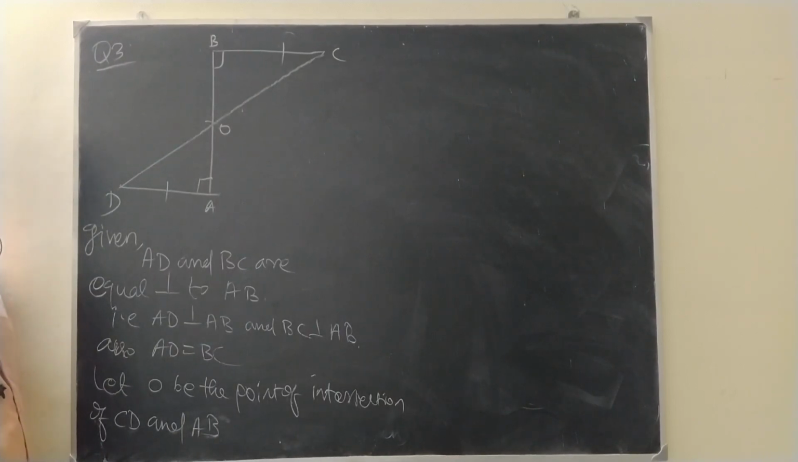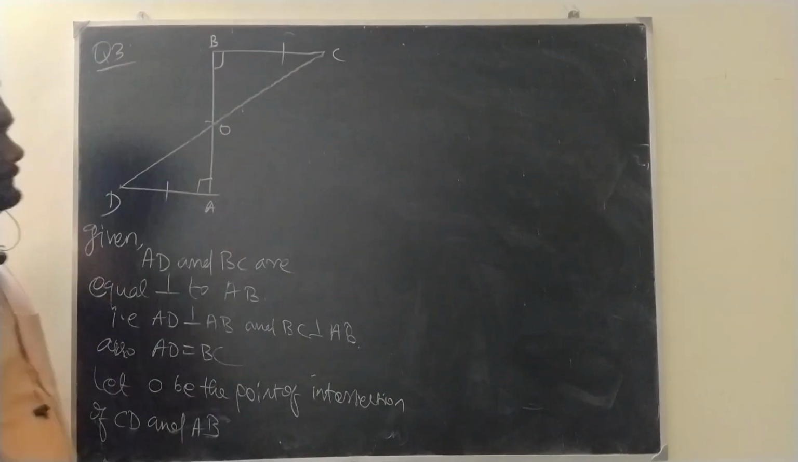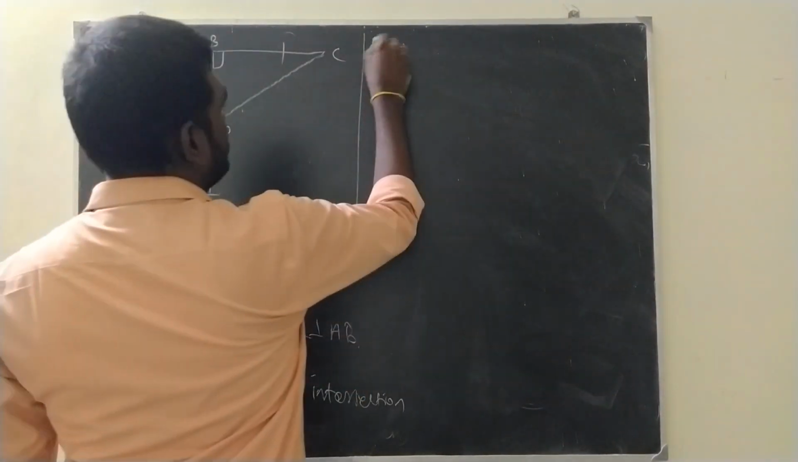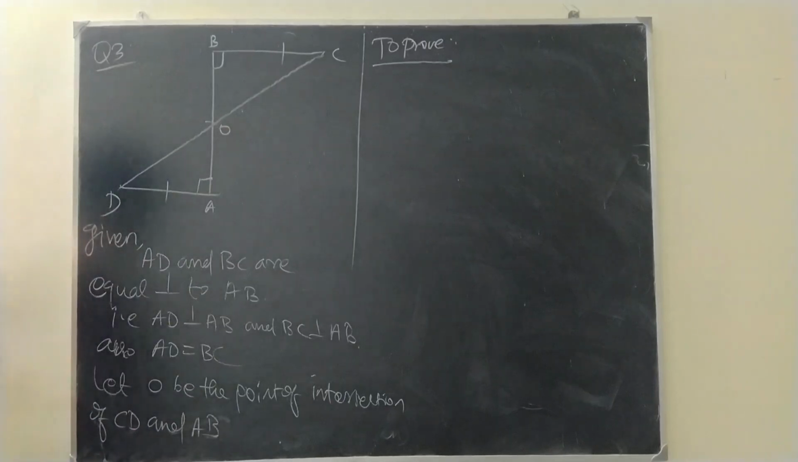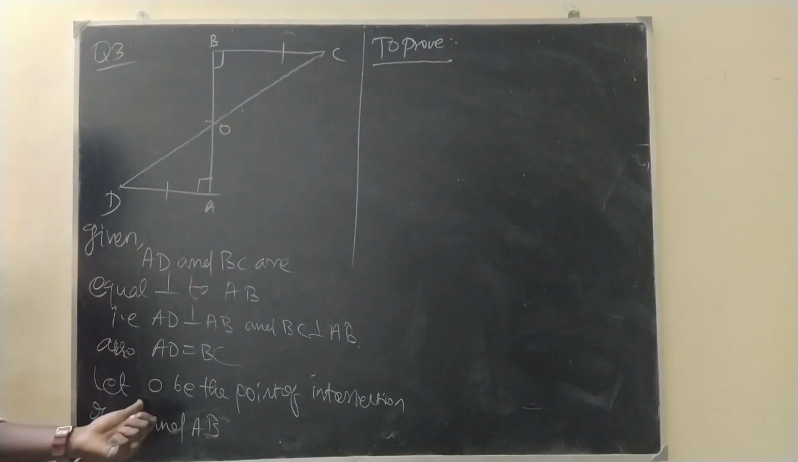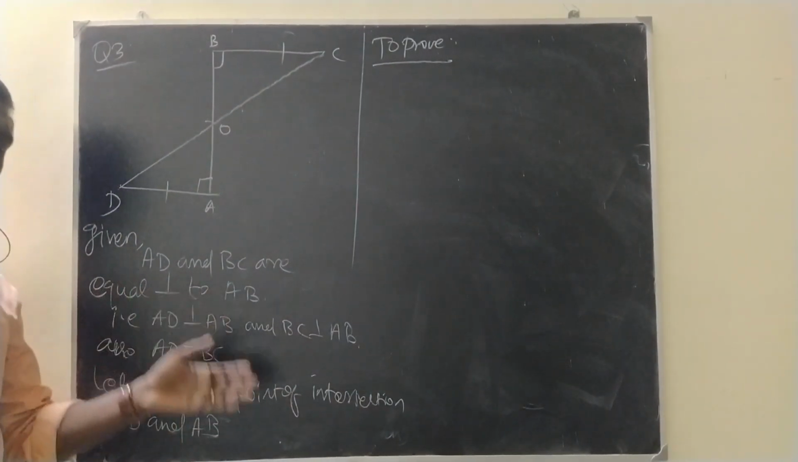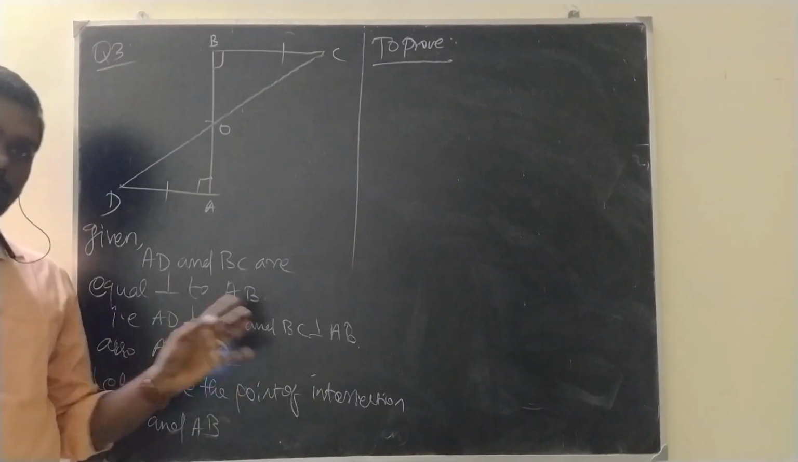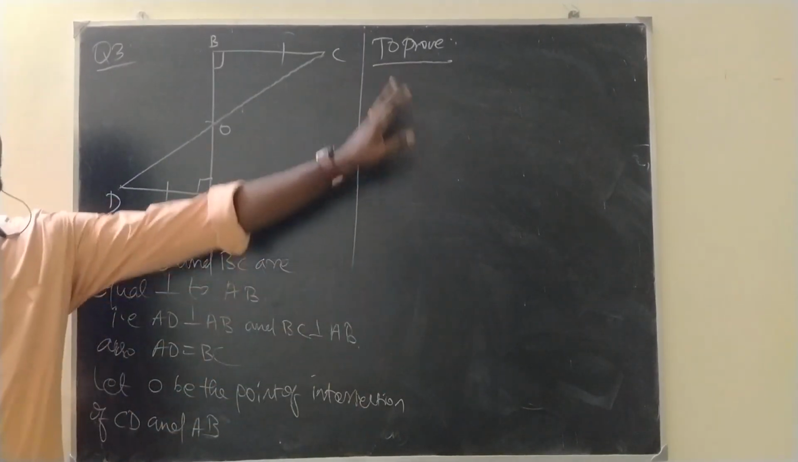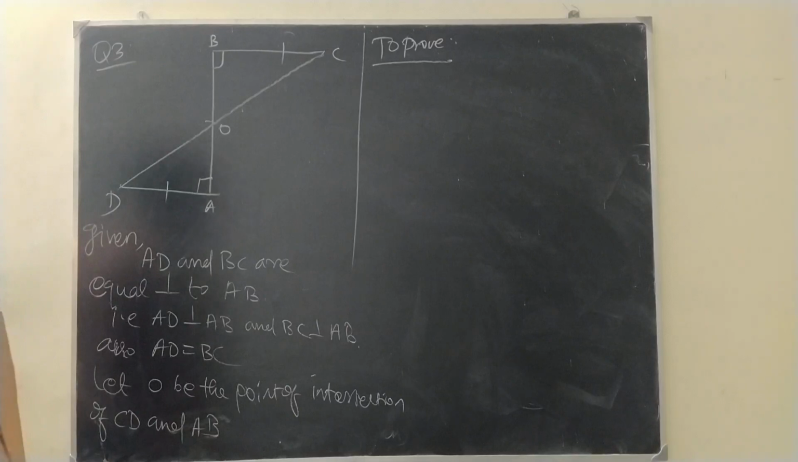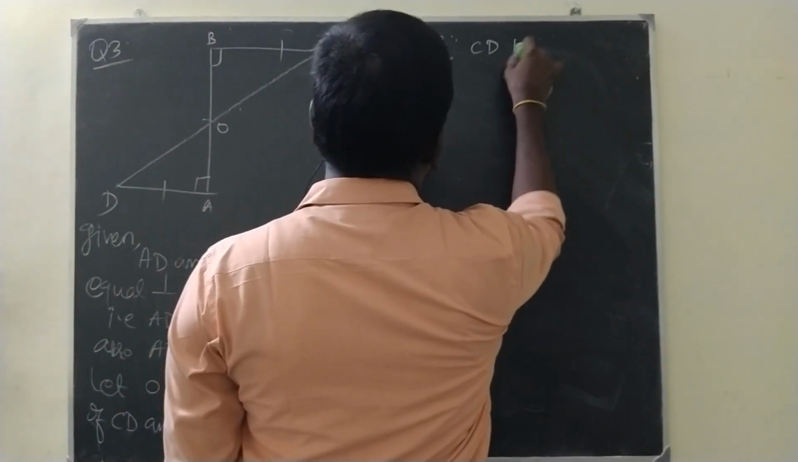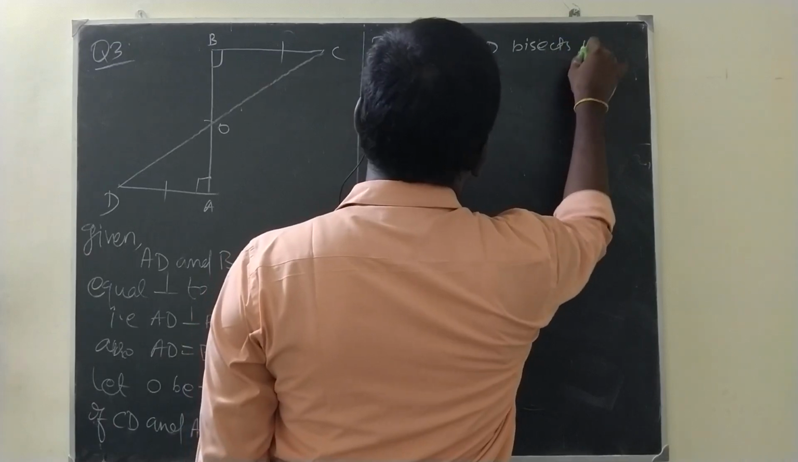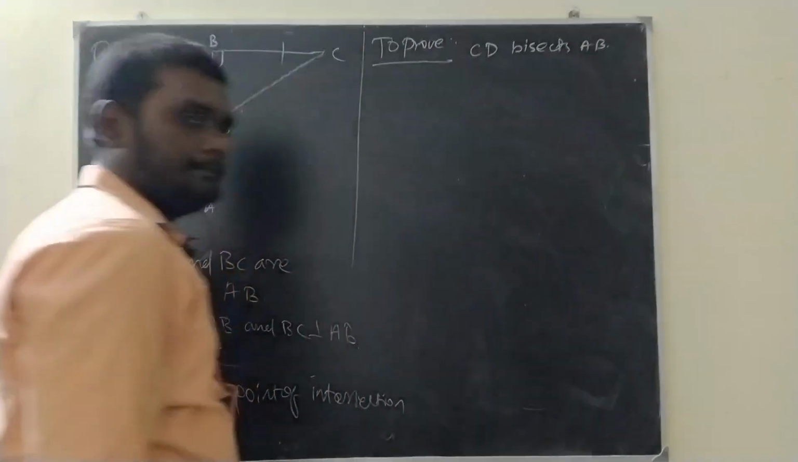And then we need to prove these all parts are important. The given part, and if there is any construction, like drawing a line or naming a point, those things have to be written here. And we need to prove what we have taken: CD bisects AB.